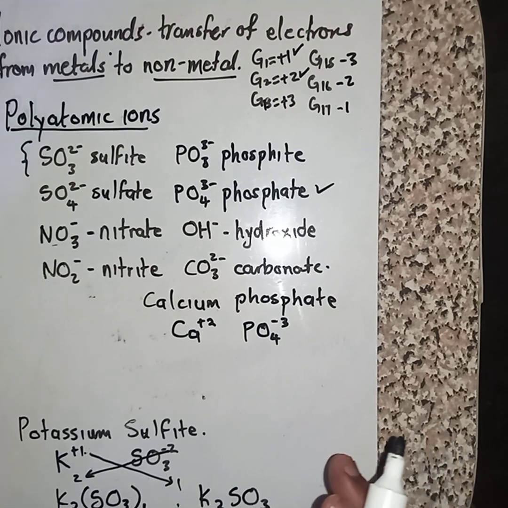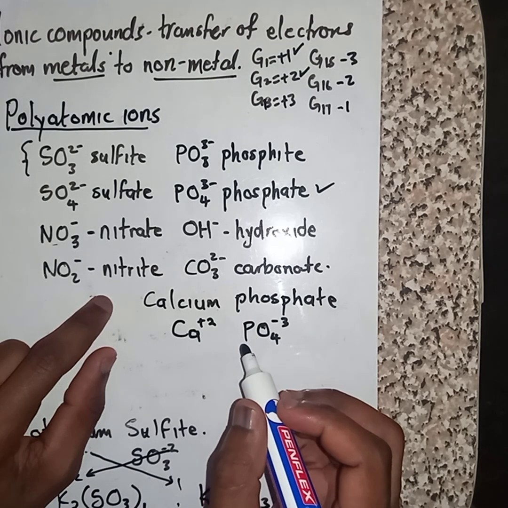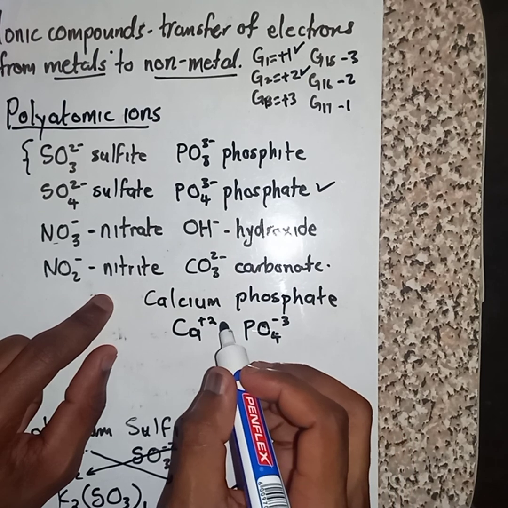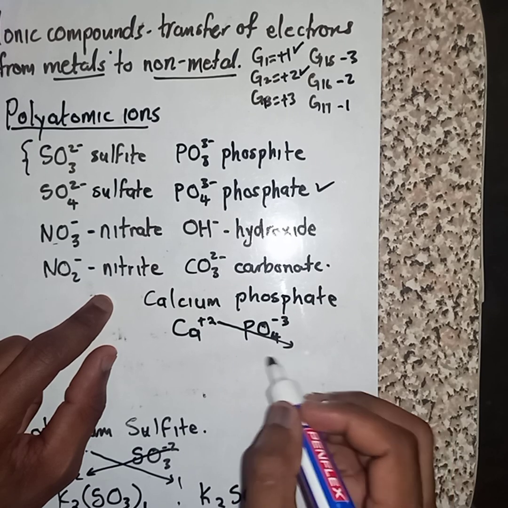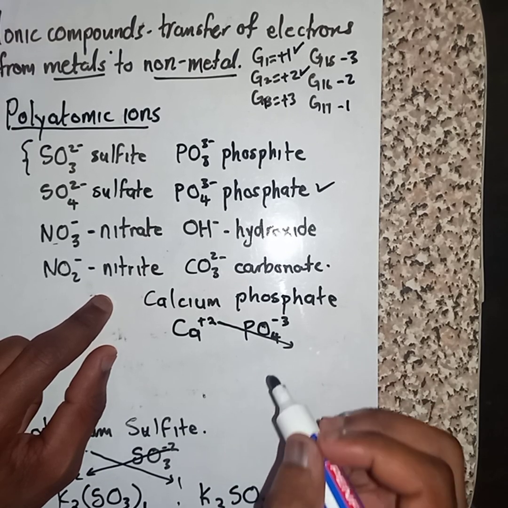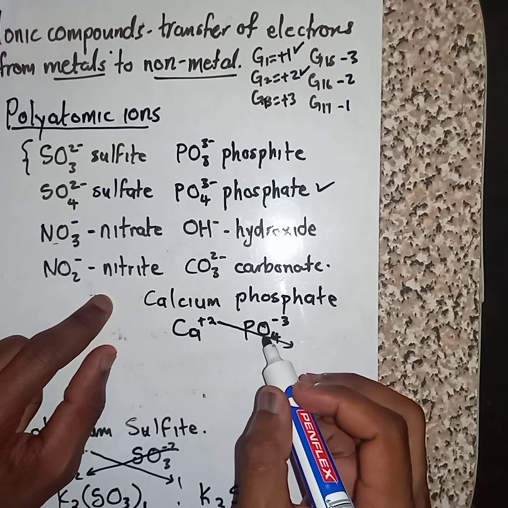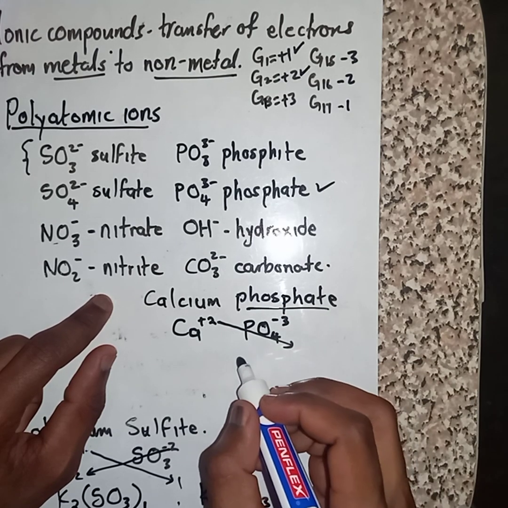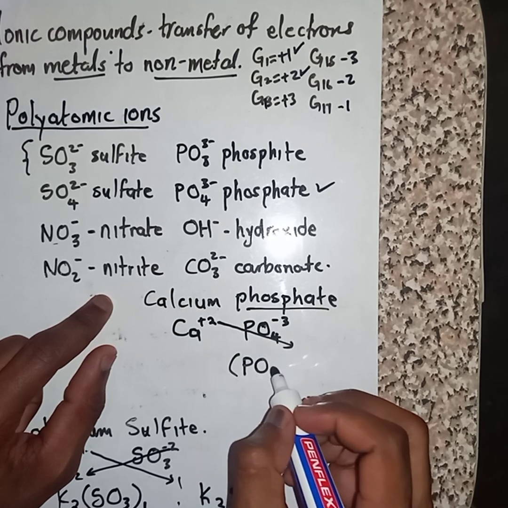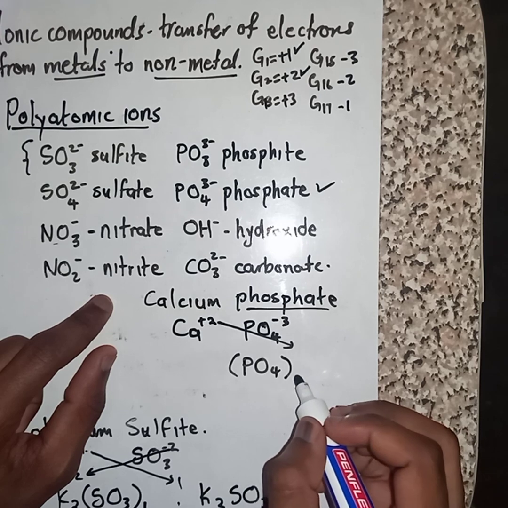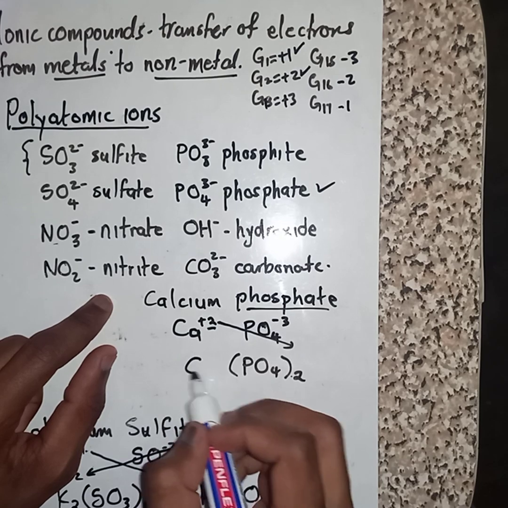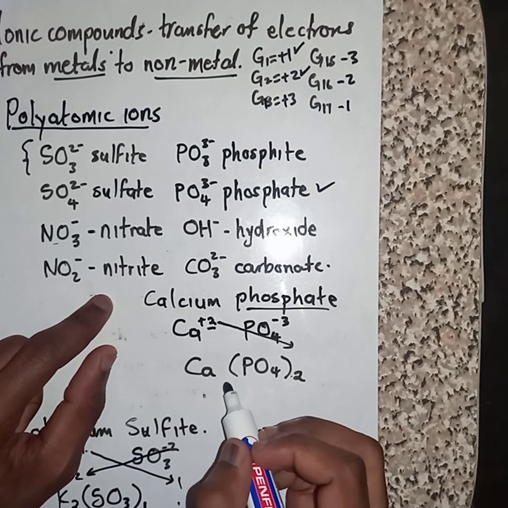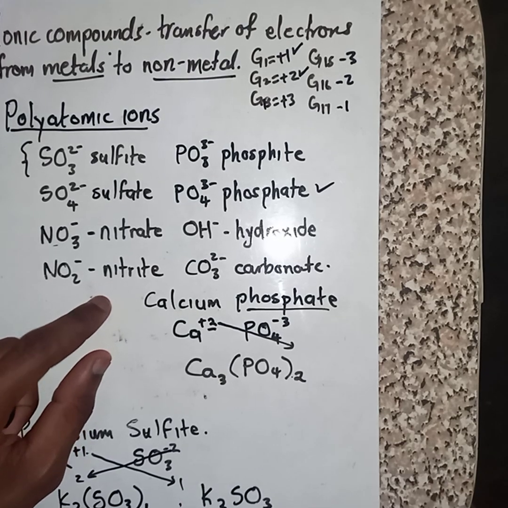It's so simple. Don't be confused. You use the very same method that we used previously, a cross method, whereby you write your 2 just next to phosphate. But it is very important to include the bracket for your polyatomic ion. Then it's going to be PO4, you close the bracket. Then just next to it, you write this 2. Then for calcium, we write Ca. Next to calcium, we must write 3.